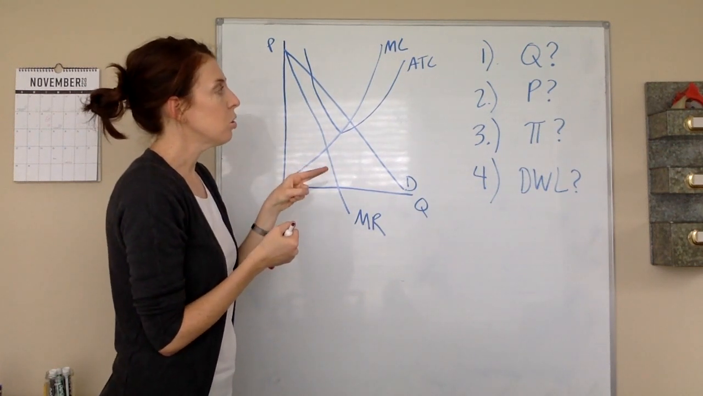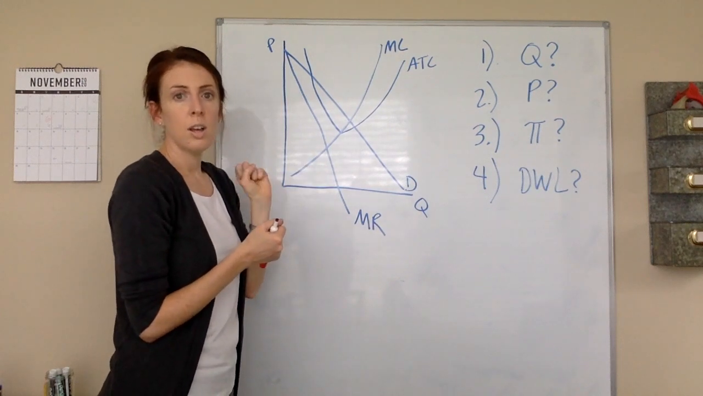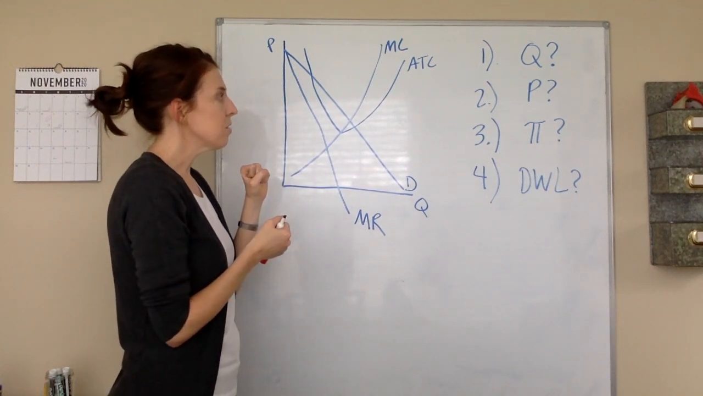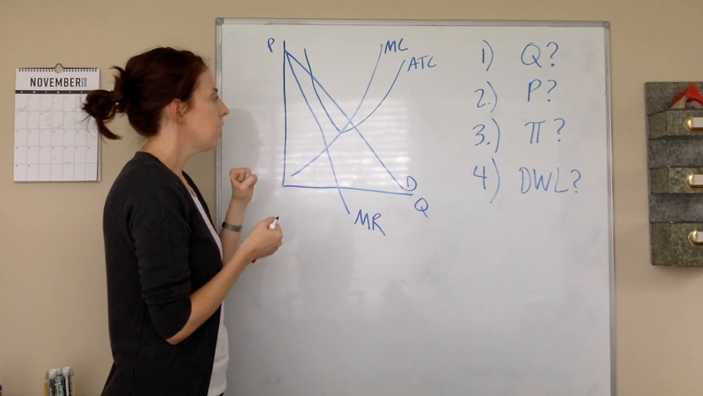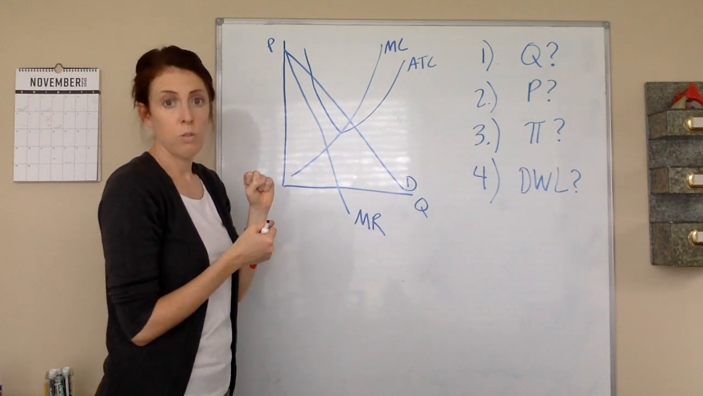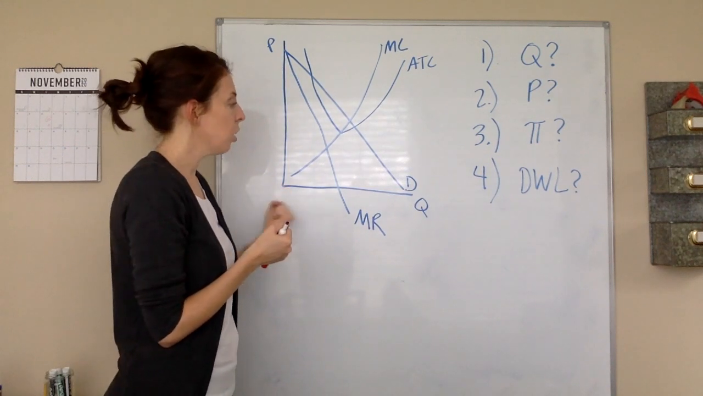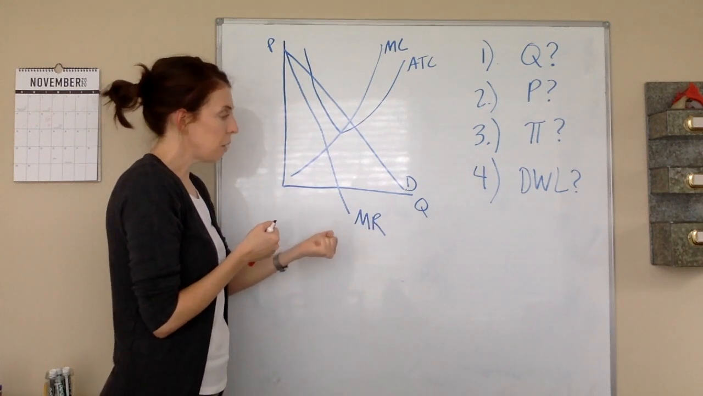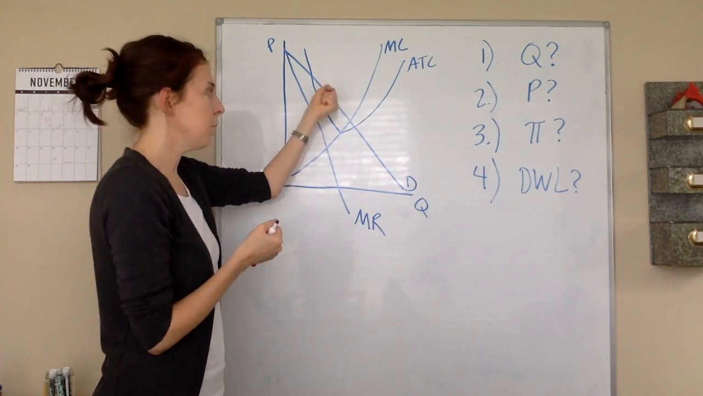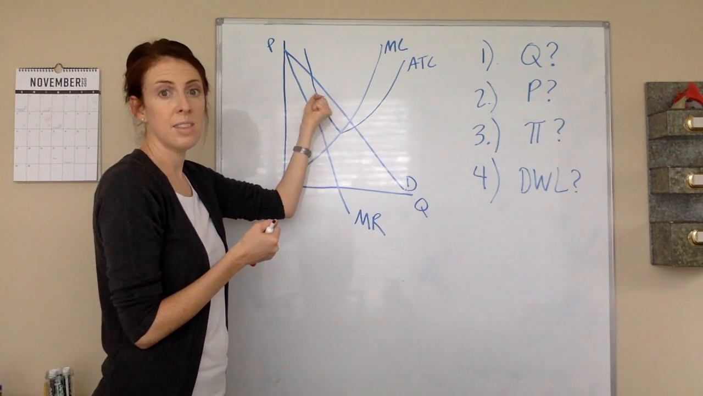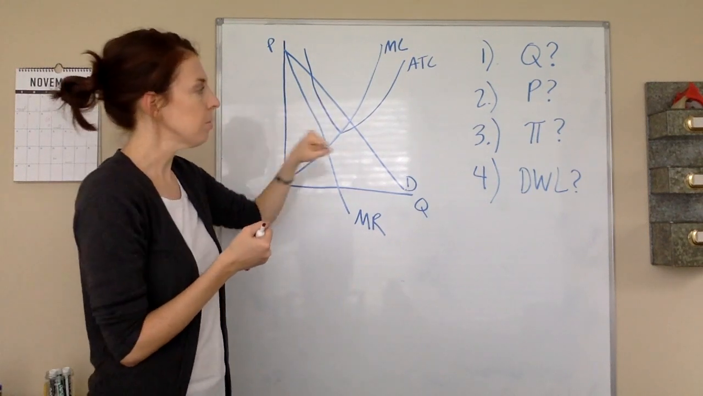Okay, question number 2 is, what price would they charge? Recall that prices are based on the demand curve. So after you figure out the quantity that they would go with, you peg yourself at that quantity, you go up to the demand curve, and you find the price that they would charge.